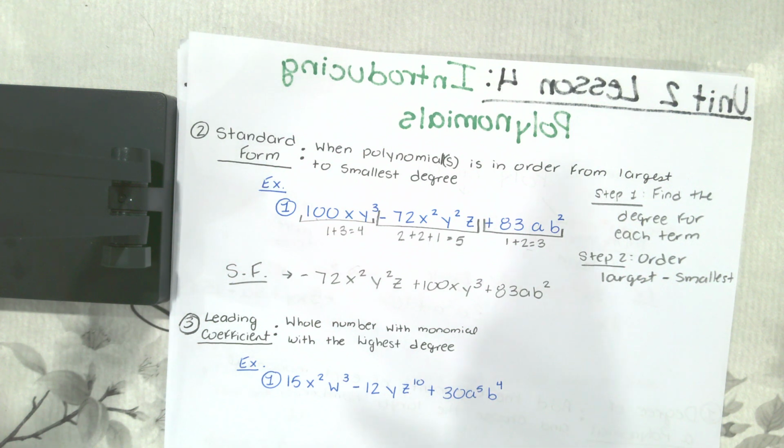Okay, so that's how you would write this in standard form. From largest degree to smallest. Negative 72 xyz had the largest, then 100 xy had the second largest, and our smallest degree was 83.